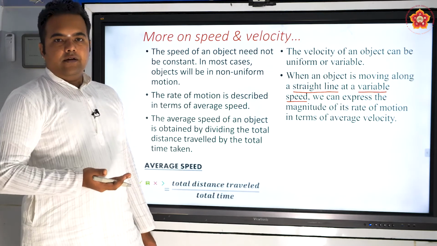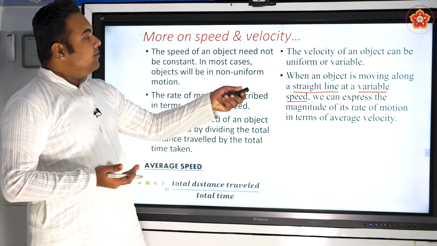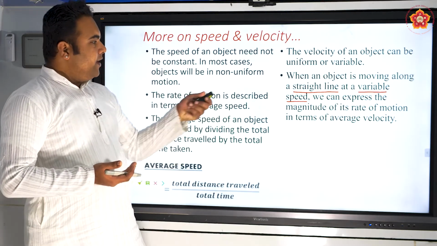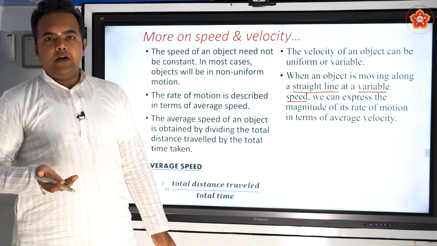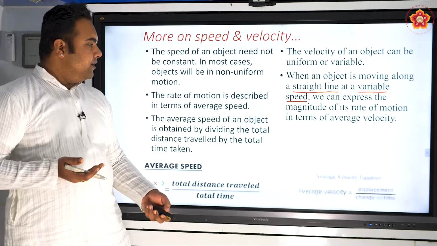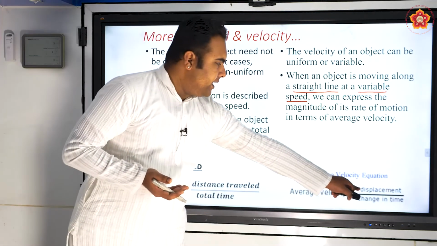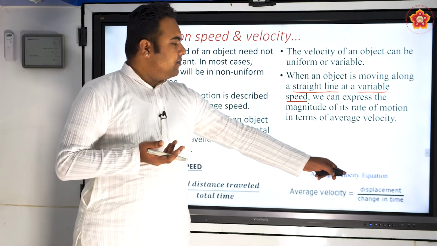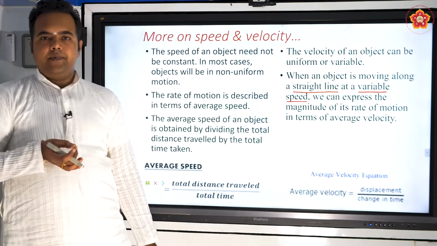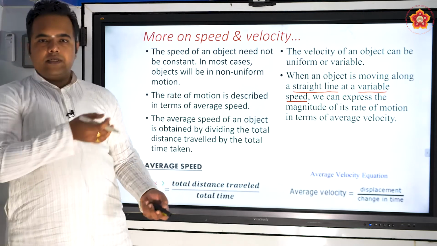So constant speed, we know it's very easy. When an object moves at a variable speed, we express the magnitude of this rate of motion in terms of velocity. Meaning we also specify the direction. So direction is included in displacement. So average velocity is the total displacement, the net displacement, by the total time taken. How much change of time?